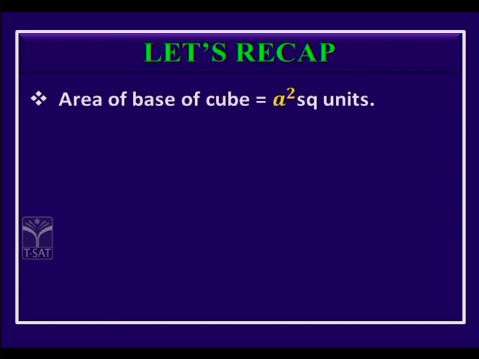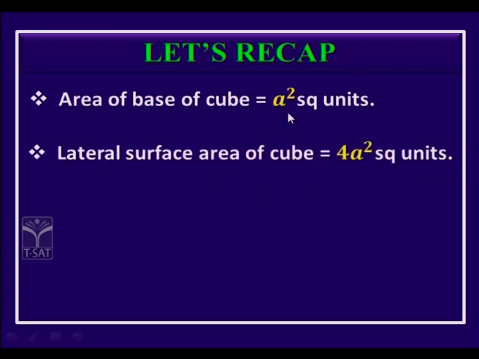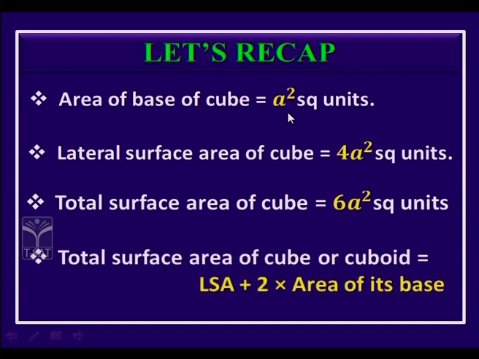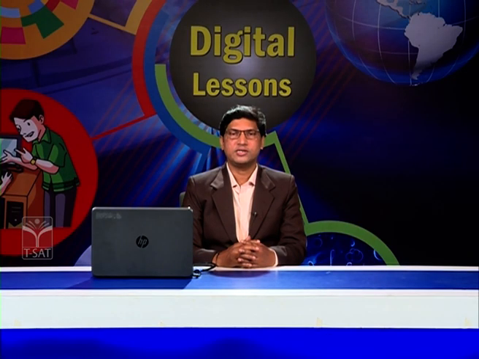Here a is nothing but the edge or the side of the cube, whereas the lateral surface area of cube is 4a square units, and the total surface area of cube is 6a square units, and the total surface area of either cube or cuboid is equal to the lateral surface area plus 2 into area of its base. So, children, before we complete our session, I would like to give you some homework.